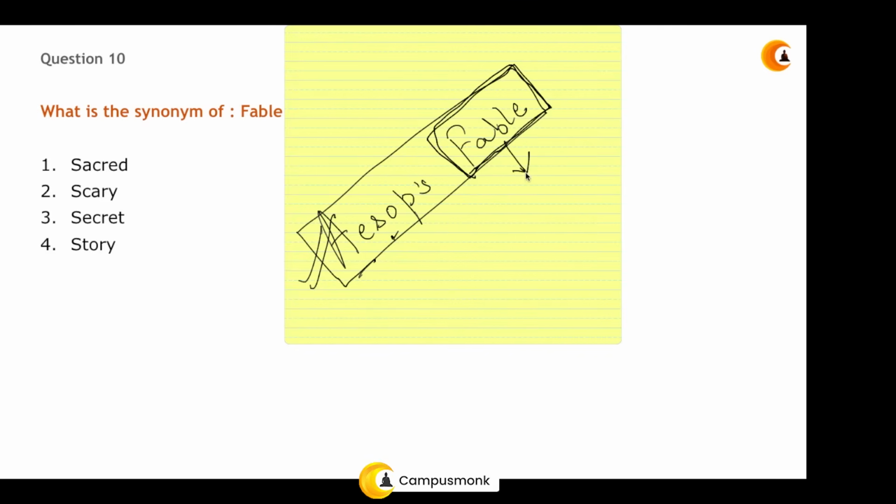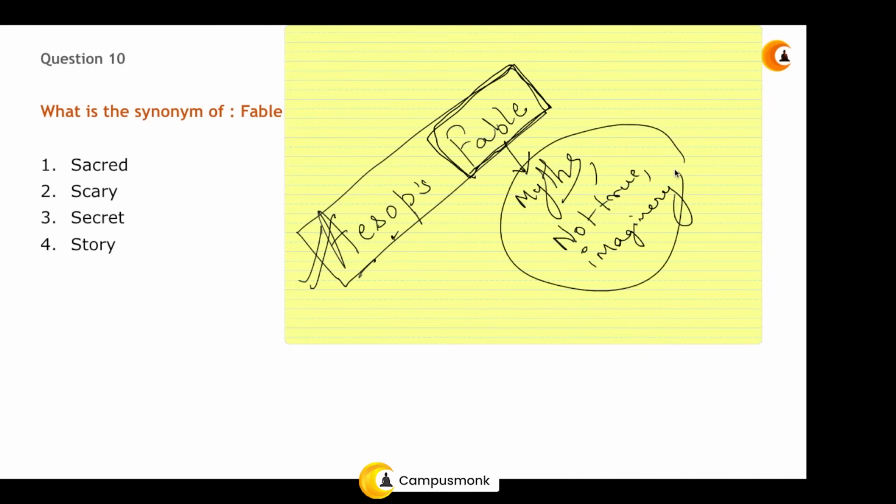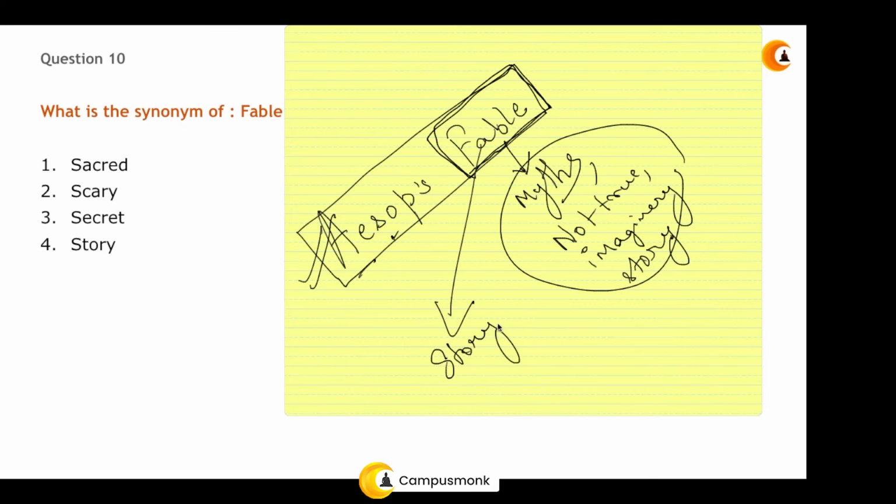Now, what does this word fable mean? It means a myth, something that is not true or just imaginary. A fable is an imaginary story. Aesop's Fables had lots of small, short stories, and I used to like reading them. So what is a fable? Fables are small stories that are written which are not true. They can be a kind of myth. They're imaginary stories written by some authors.